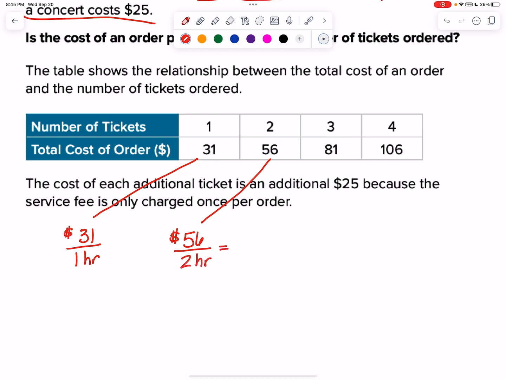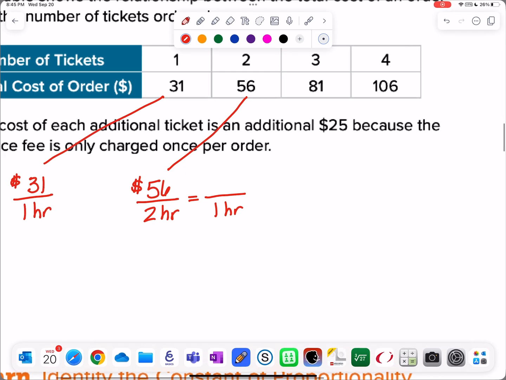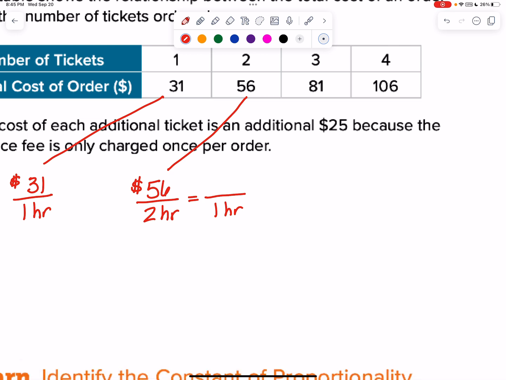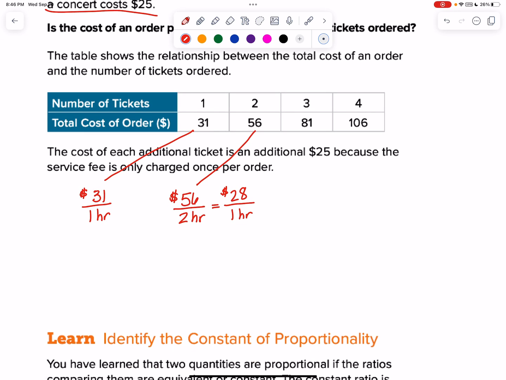Let's create a unit rate of how much per hour. How do you find unit rates? Numerator divided by the denominator. Okay, and 56 divided by 2 is, we have 25, and then 26, 27, 28. So we have $28 per hour. So you can see right here, this and this are not the same unit rate, and so they are not proportional, which means the whole table's not proportional.